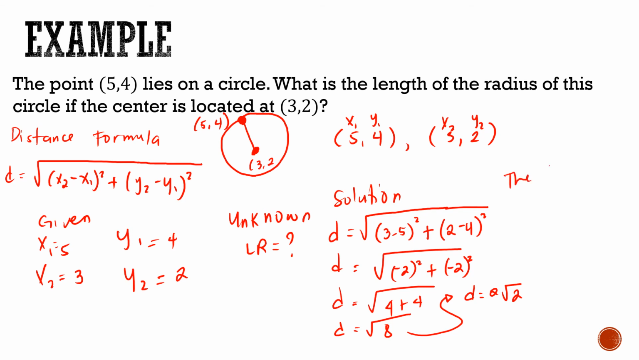Therefore, the length of the radius is 2 square root of 2.